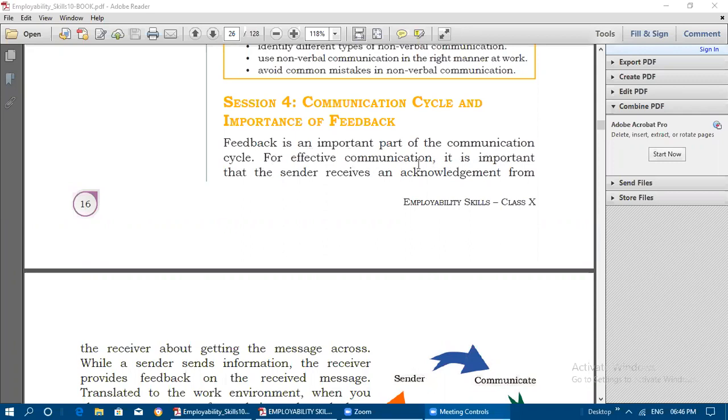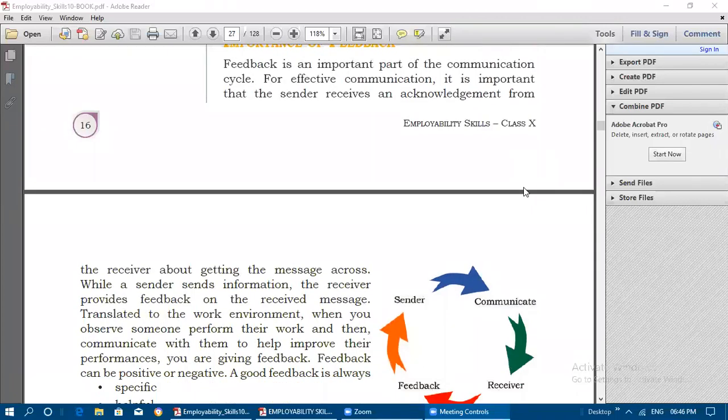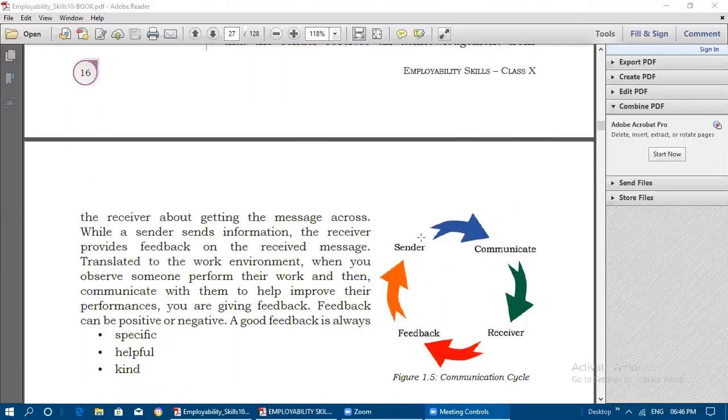For effective communication, it is important that the sender receives an acknowledgement from the receiver about getting the message across. Whatever message a receiver received from the sender, the sender needs to get the acknowledgement from the receiver. That acknowledgement is known as feedback. While the sender sends information, the receiver provides feedback on the received message. So whatever message the sender is sending, the receiver is responding with the help of feedback.